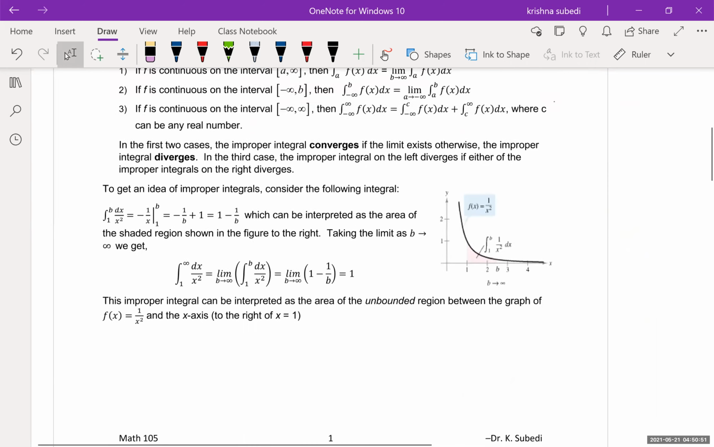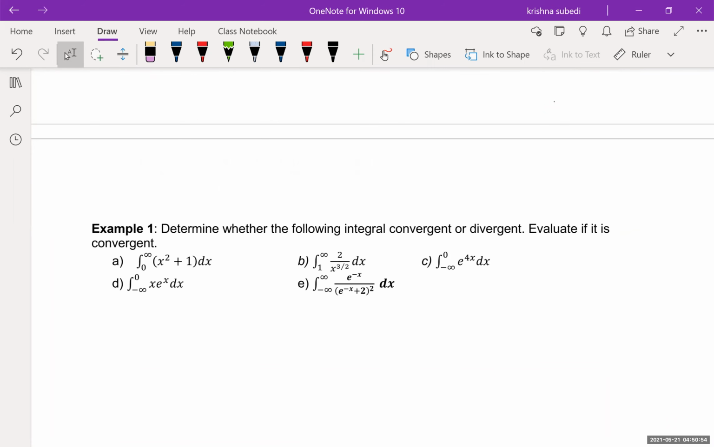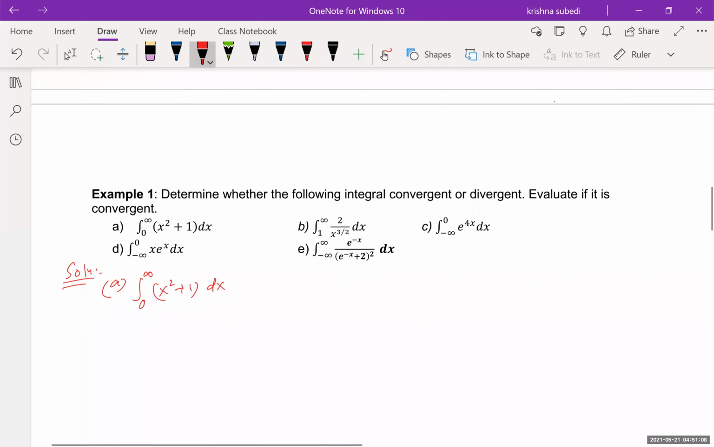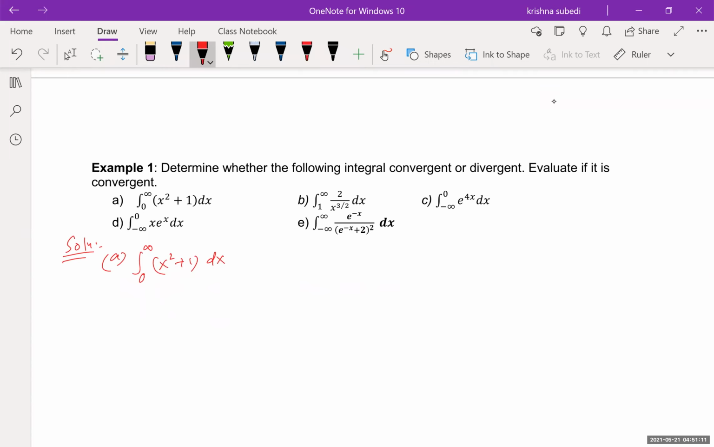Let's look at example 1a. Let me just copy the question: 0 to infinity of x squared plus 1 dx. In order to convert this into a definite integral and be able to use the fundamental theorem of calculus, we're going to use a little trick. I'll write 0 to b, x squared plus 1 dx. Now we can evaluate this integral, right? This now becomes a definite integral. Now b is a new variable that I introduce.